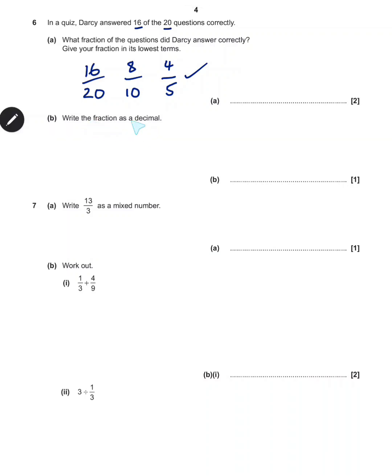It then says write the fraction as a decimal. Well, I can use any of these. What I'm going to use is that middle one, because 8 tenths is 8 divided by 10, and 8 divided by 10 is 0.8.